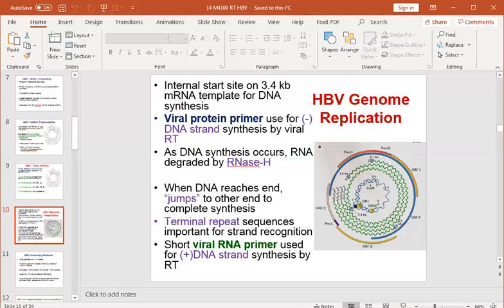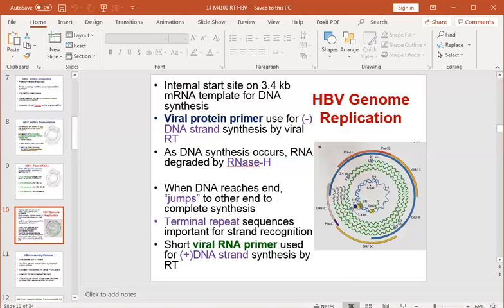And while we are making this negative DNA strand, the remaining RNA will be degraded by a nuclease called RNase H, and replication goes on until we reach the end of the DNA. And remember, this is double-stranded circular. So when it reaches the end of one piece of this DNA strand, it will jump to the other end to complete the synthesis.